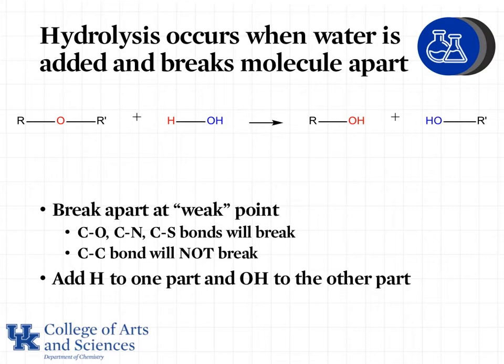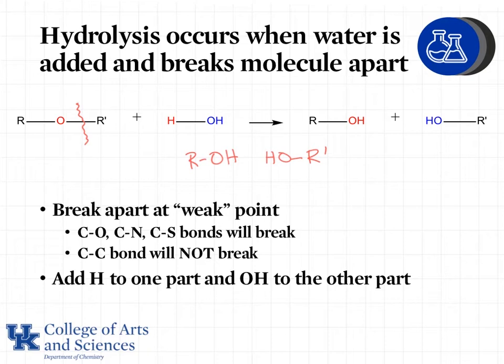So let's look at this molecule, and we're going to break it apart on this side with the RO between the O and the R prime. This will leave me with RO and R prime. I now need to add the water molecule in the form of H and OH to either side. And now we see we formed these two products.